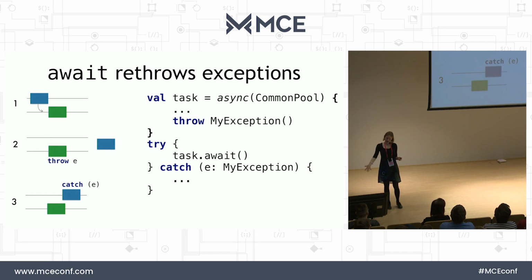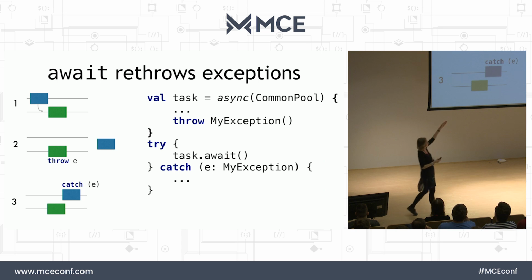So here there is an example. You start the green computation asynchronously in the common pool, and somehow during this computation, an exception is thrown. However, you see that you can just write a regular try catch, and inside it use task await, and you can catch this exception. So under the hood, await catches this exception and rethrows it. So you throw this exception on one thread, but catch it on the other thread. It might happen, because you catch it in the first coroutine when it's continued.